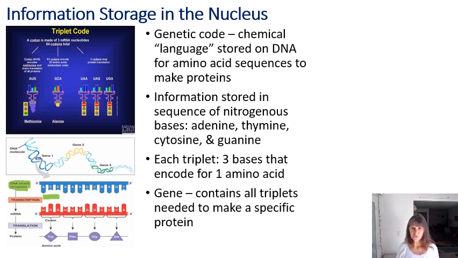The triplet will encode for 1 amino acid. A gene is a segment of the DNA that contains all the triplets needed and required to make a specific protein.